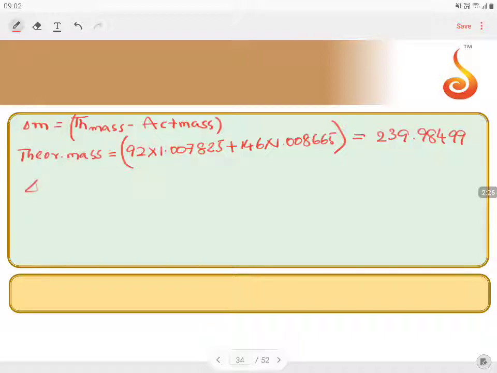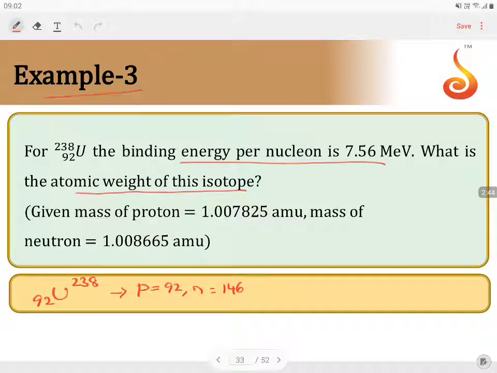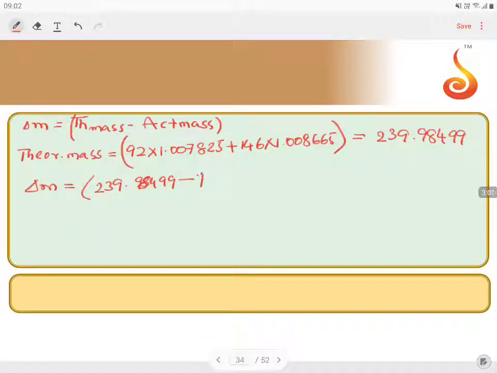Now let us calculate delta M. Very easy. So what is the theoretical mass we got? 239.98499 minus the actual mass. What is the total mass which is given to us? We don't know. M is unknown. This is the question, the actual mass they are asking you to find. So the actual atomic mass we don't know, so that should be taken as the unknown, capital M.